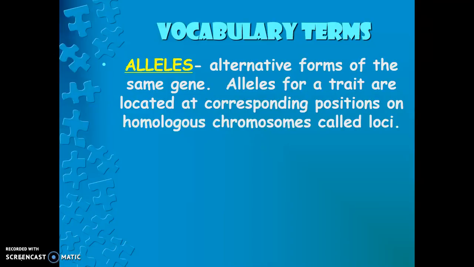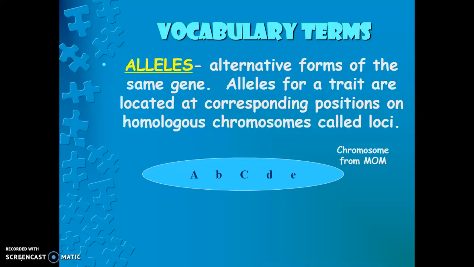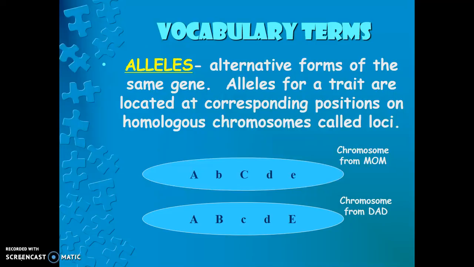Okay? Now, your genes are located in your chromosomes, and we know the locations of some genes, and we call its location a loci. Okay? So check it out. Here's a chromosome from someone's mom and a chromosome from dad. We've labeled 5 genes here, A, B, C, D, and E. And notice how they have some that are the same and some that are different.